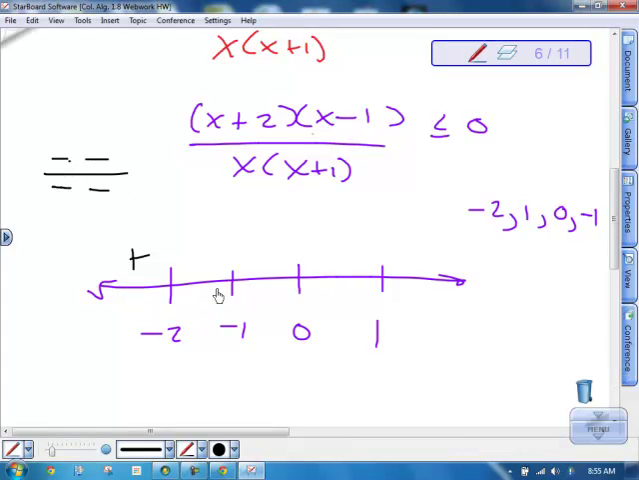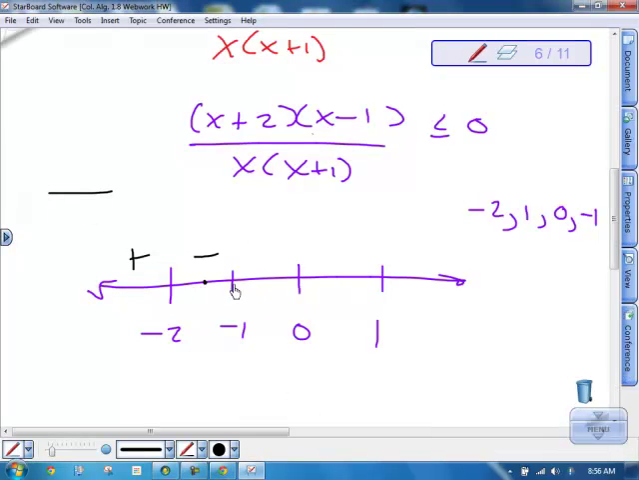Now pick a number between -2 and -1, like -1.5. If I pick -1.5, this would be positive right there. This would be negative, right here. This would be negative, and this would be negative. So 3 negatives make a negative.